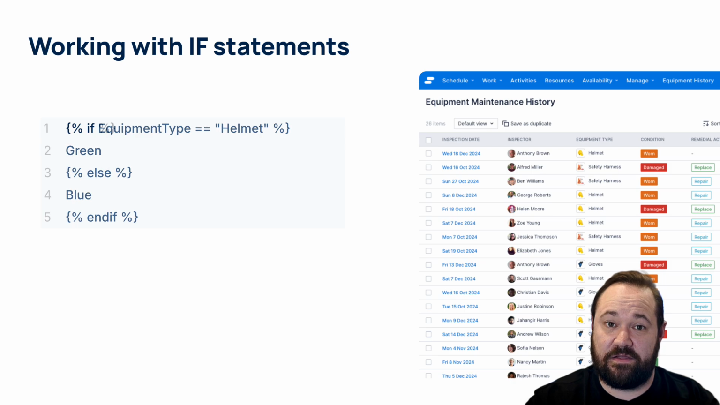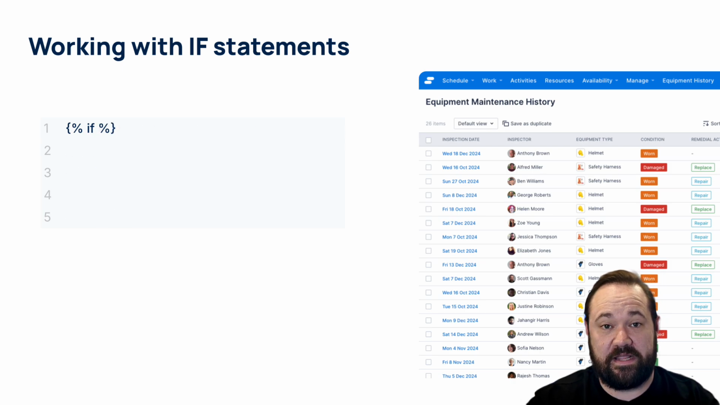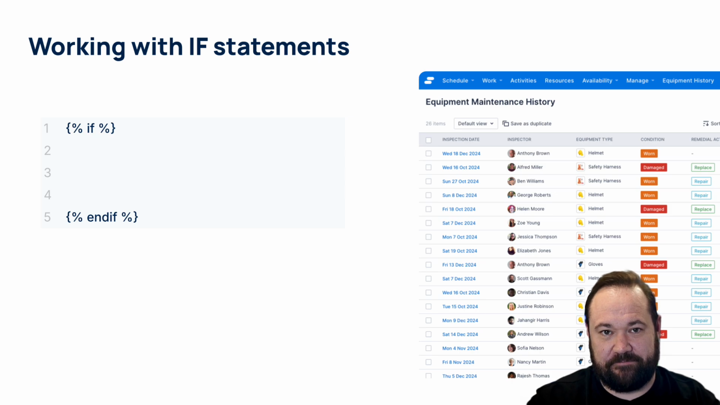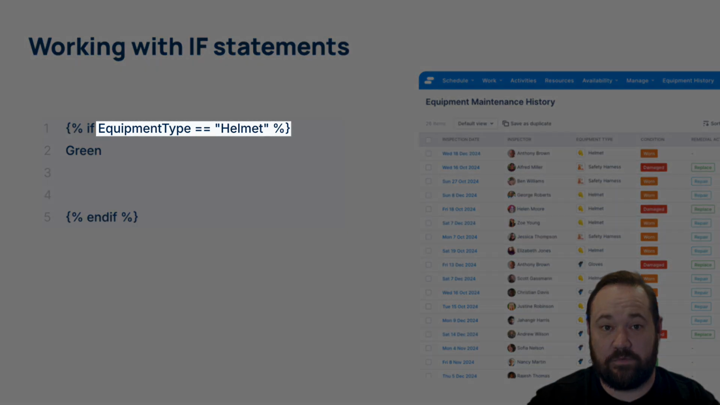It starts with curly brace percentage, the word if, and then percentage, then curly brace. And to end our if statement, we use curly brace percentage, the word endif, all as one word, then percentage curly brace. But we also need to add criteria to our if statement. So for our example, inside the opening if tag, we want to check if our field equipment type equals helmet. So we use two equal signs to perform the comparison.